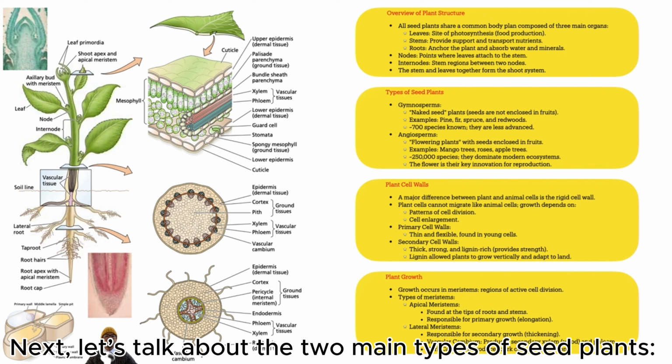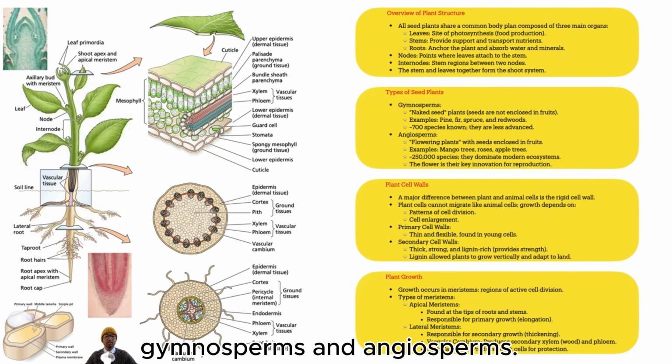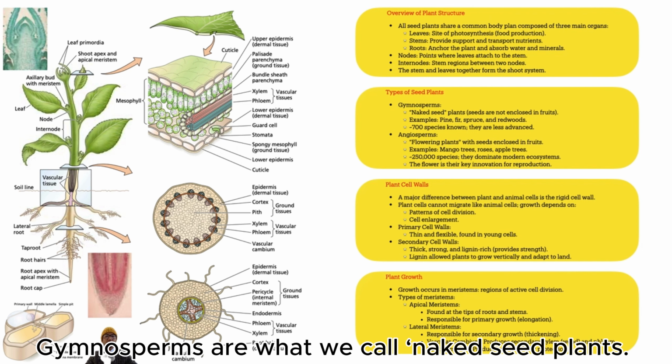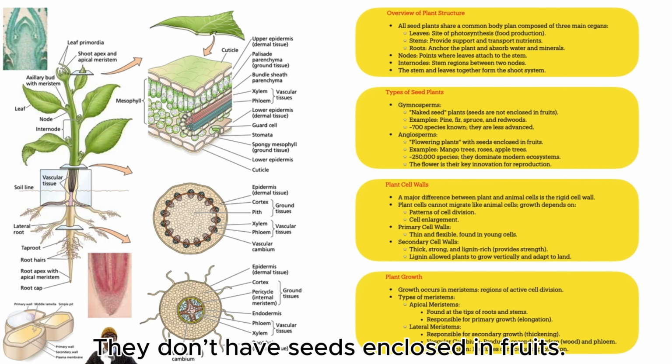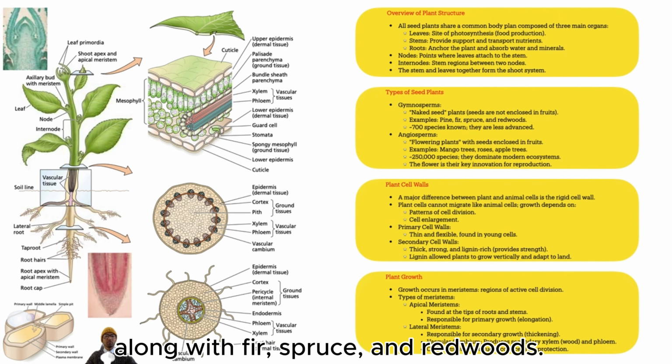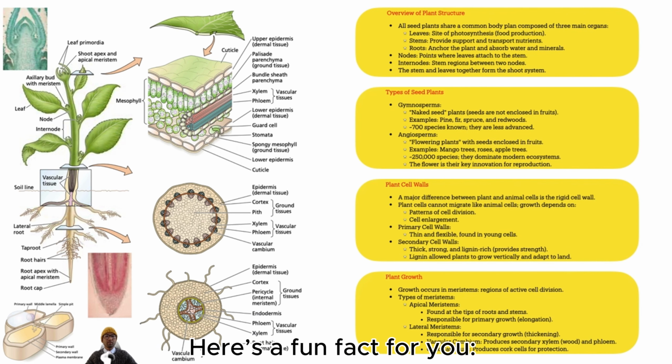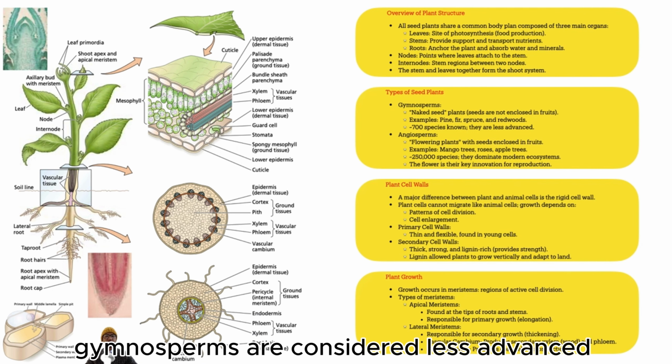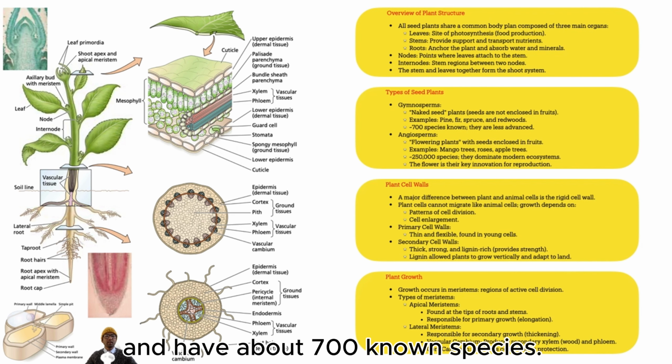Next, let's talk about the two main types of seed plants: gymnosperms and angiosperms. Gymnosperms are what we call naked seed plants. They don't have seeds enclosed in fruits. A classic example is pine trees, along with fir, spruce, and redwoods. Here's a fun fact for you: gymnosperms are considered less advanced and have about 700 known species.